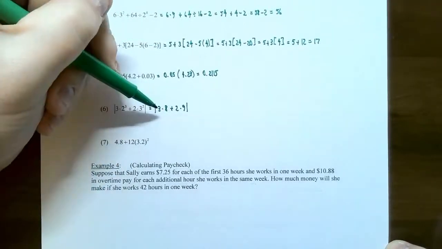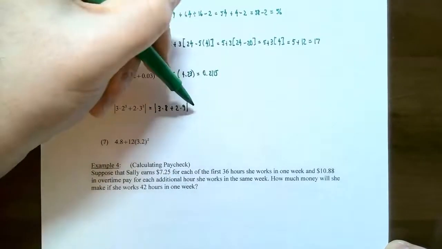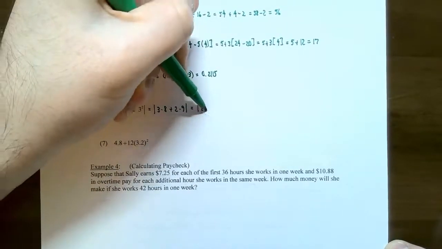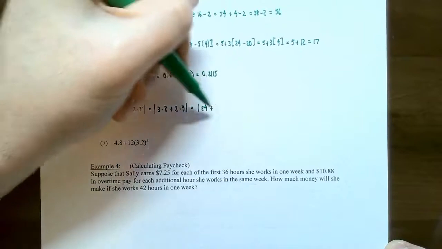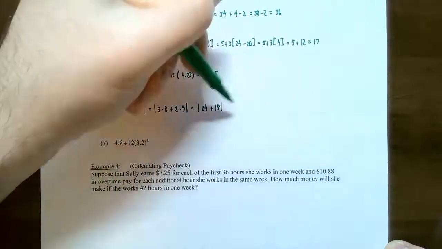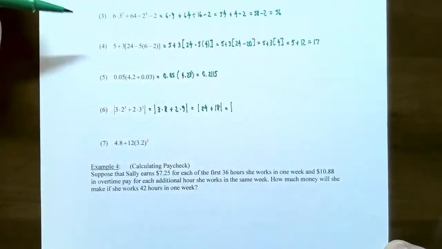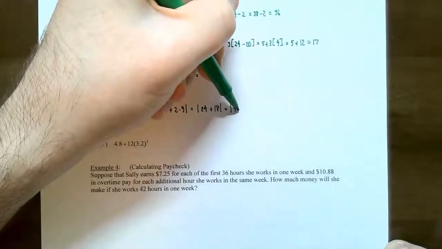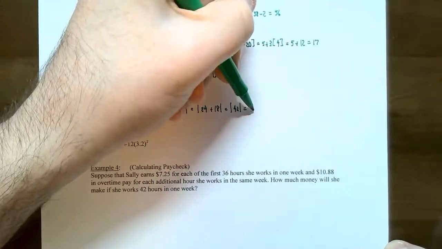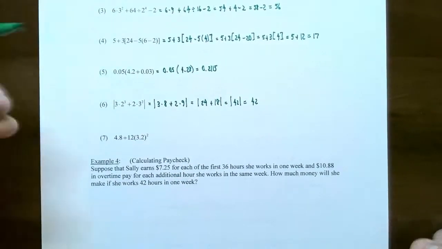So we're still inside the absolute value. We have 3 times 8 and 2 times 9. Do multiplication from left to right. So absolute value, 3 times 8 is 24. Plus 2 times 9 is 18. Inside the absolute value. And then 24 plus 18 is still inside the absolute value. It's 42, and then the absolute value of 42 is 42. Okay, let's try this last problem, number 7.